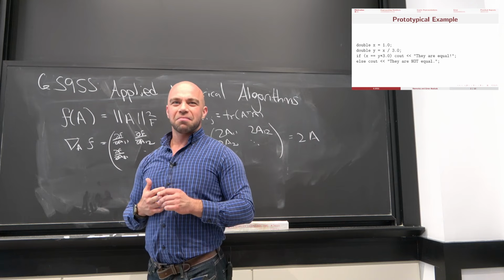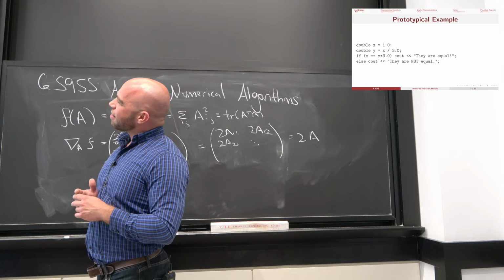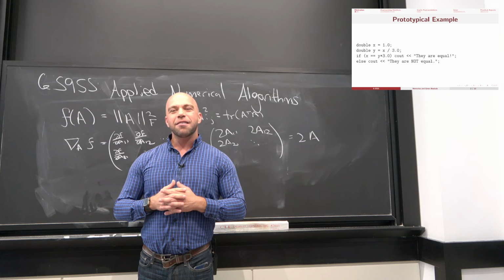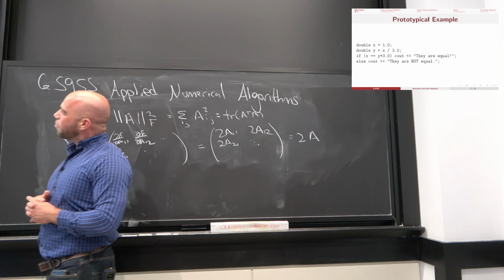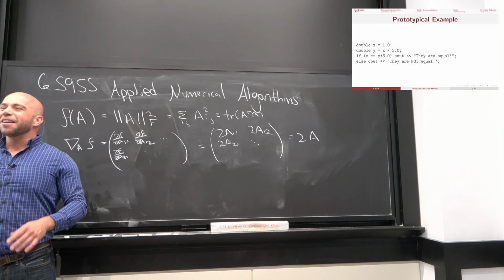Okay, and I say if x is equal to y times 3, then I say that they're equal. Otherwise, I say they're not equal. What do we think this code is likely to output? Like, we're hoping that 1 equals 1, which is mathematically what the if is testing. But what can go wrong? What's the issue here?